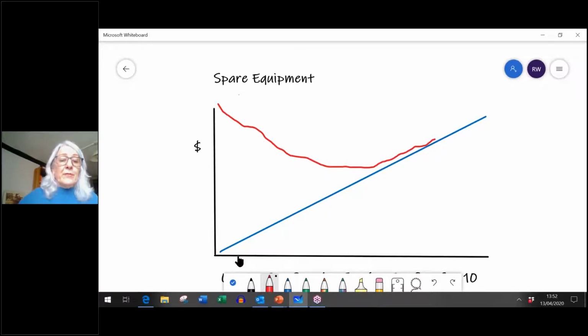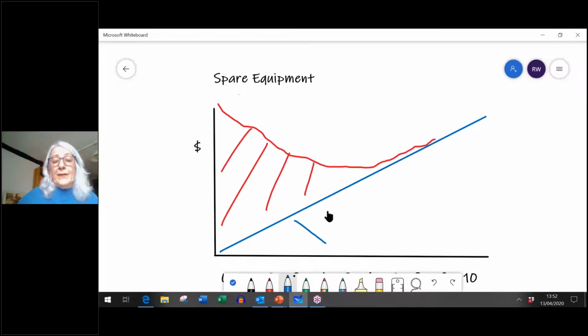Okay, so finance would rather have zero and maintenance and operations would rather have a lot. How do we decide what the right answer is? Well, in this particular example, I've actually added my risks if I don't have the asset. I've added to the costs of having the spare. So I put them all together and the total line is this line here. Okay. Where is that at a minimum?